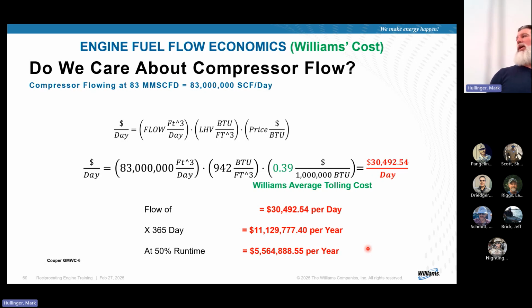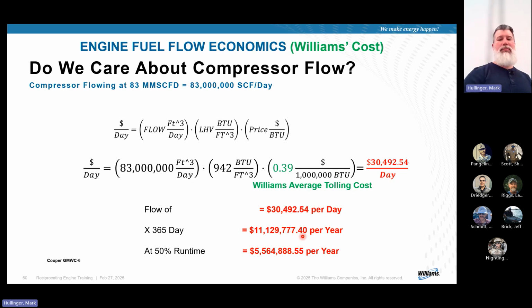Okay, so do we care about compressor flow? Again, this is a tiny recip, what we call tiny. That's 83 million a day. So 262,000 a day, or I'll just say 0.26 million compared to 83 million. One number is way bigger than the other. So our tolling capability is 30,000 out the door that day. That's what we stand to gain.